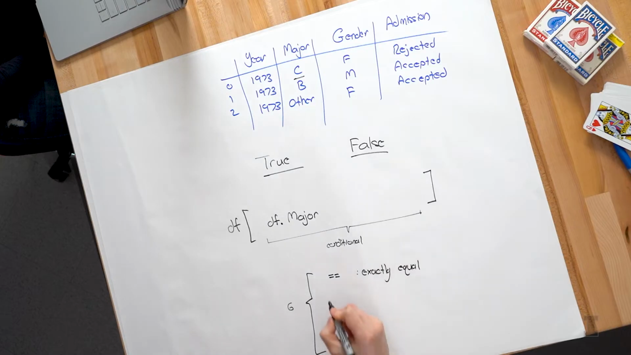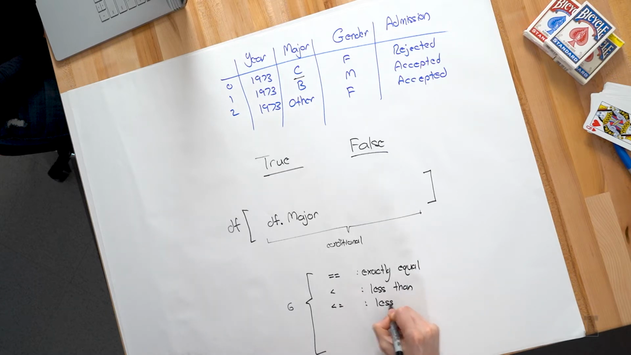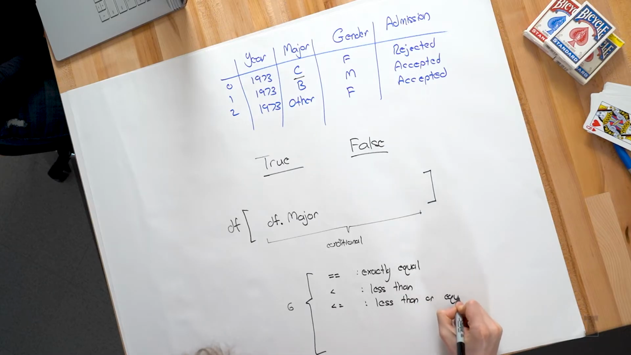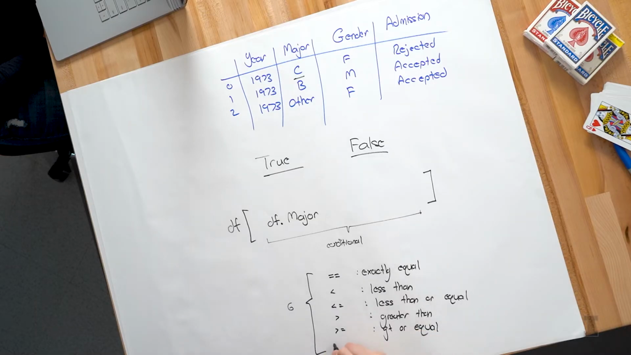We can also look at if data is less than another value, or if data is less than or equal to another value. We can look at if data is greater than another value, greater than or equal. And finally, not equals, which we write as an exclamation mark and then an equal sign. In computer science, we will often call this exclamation mark simply bang. So bang equals or not equals is going to be the way that we say that this is not exactly equal.